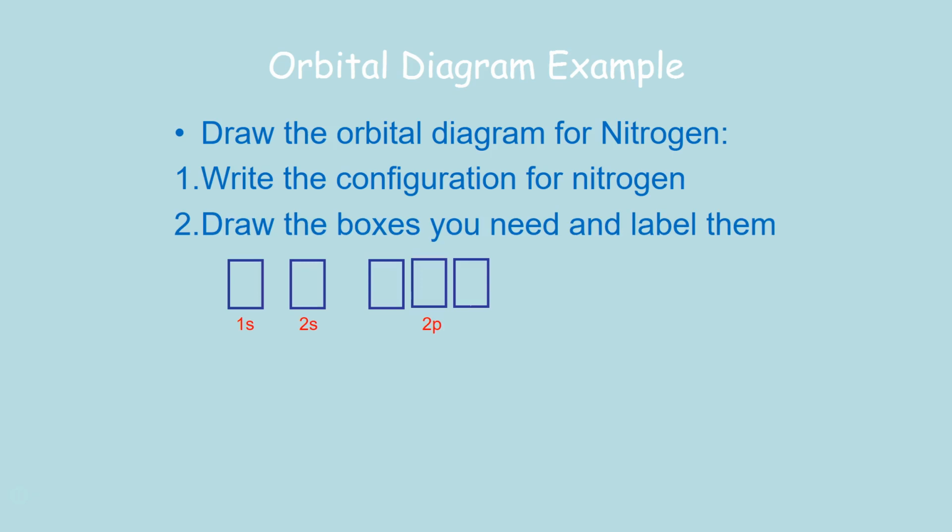Then you're going to draw the boxes you need and you're going to label them. S orbitals only get 1 box, so we draw our 1 box and put a 1s. We draw our second box and put a 2s. And then the p orbital gets 3 boxes, so we draw 3 boxes and put 2p underneath them.